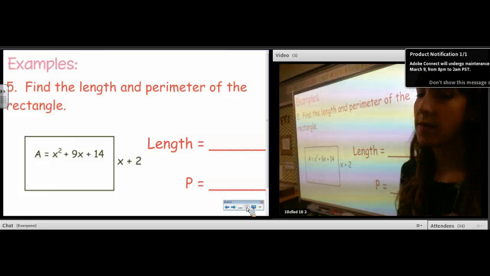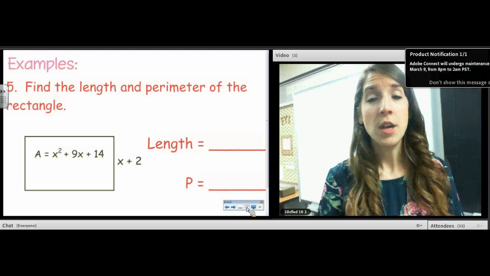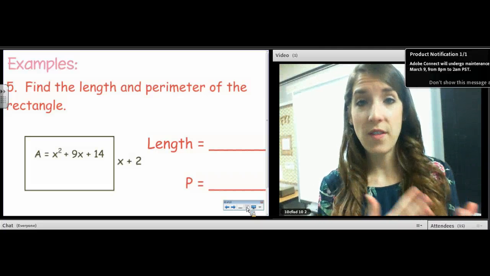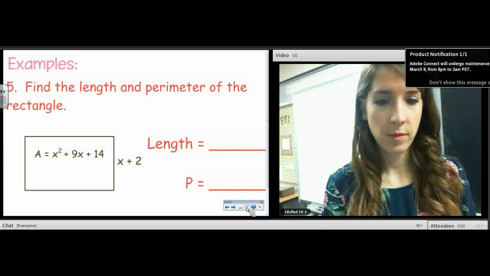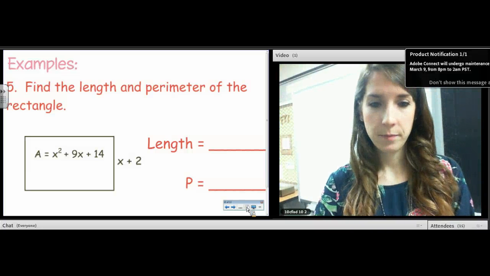Find the length and the perimeter of the rectangle. You are finding these in terms of x. Your answer will not be a number. It'll be an expression. I'm going to let you think about it.